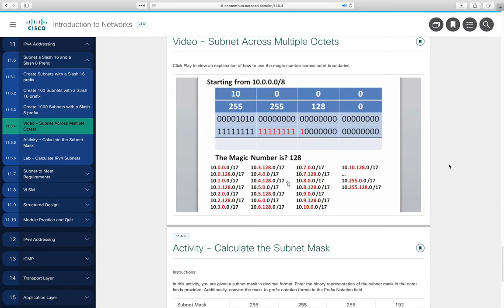If I was to list out every possible subnet, we'd go all the way up to 10.255.0.0, and the next subnet would be 10.255.128.0/17, our last subnet, for a total of 512 subnets. In a situation like this, there's many more subnets and many more hosts per subnet, but the rule of the magic number still applies.